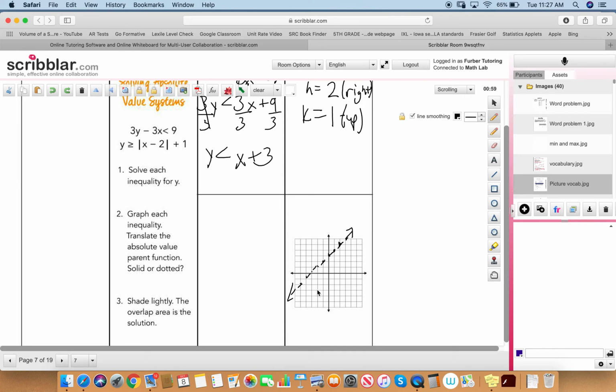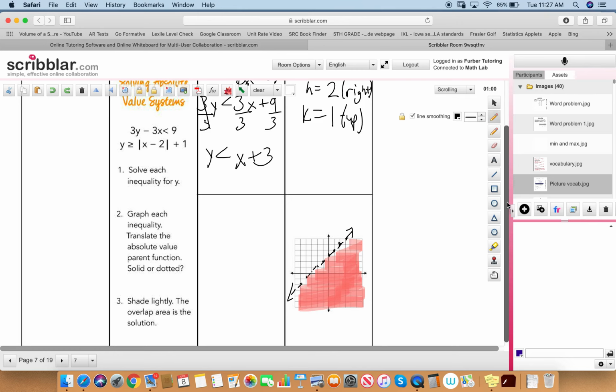Okay, and then it says y is less than that number. So less than means that it's below the line. So that's going to be down here. Let me use the pink color first. Then I can do this one.